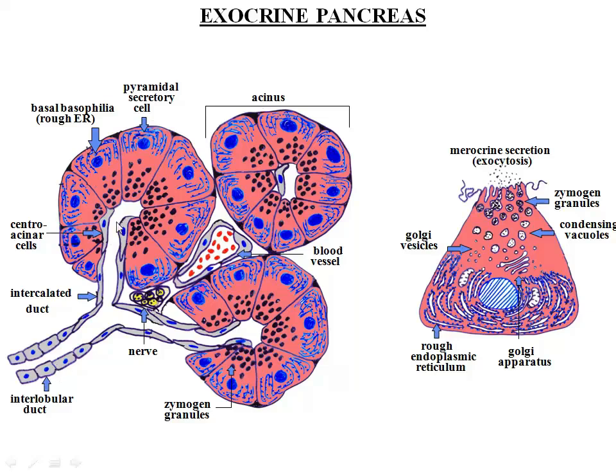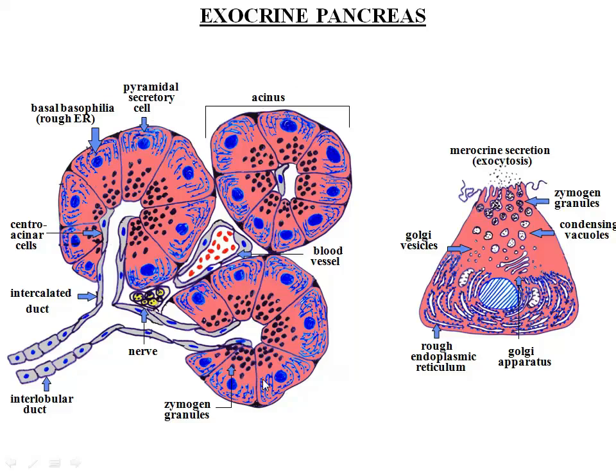Okay, then these small tubules, the intercalated ducts, attach to each acinus, and these intercalated ducts collect together and open into the interlobular duct. Now, these intercalated ducts are lined with squamous epithelium, and the interlobular ducts are lined with cuboidal epithelium. So in an exam, if they ask you to draw the exocrine part of the pancreas, you have to draw this diagram.